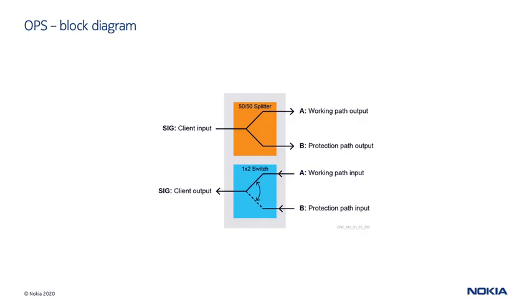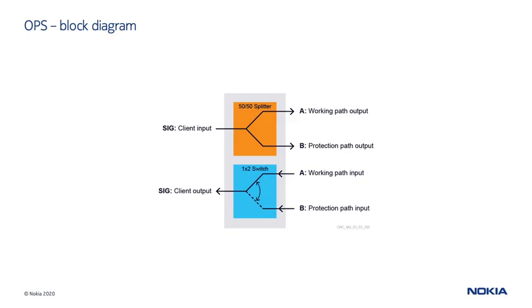Let us now focus on the OPS device and analyze the block diagram depicted here. On one side, we have the SIG port. Here, the aggregated channels typically arriving from a filter are split onto ports A and B on the right. By default, A is considered to be the working port, while B is considered to be the protection port. The signal is then split onto these two ports.